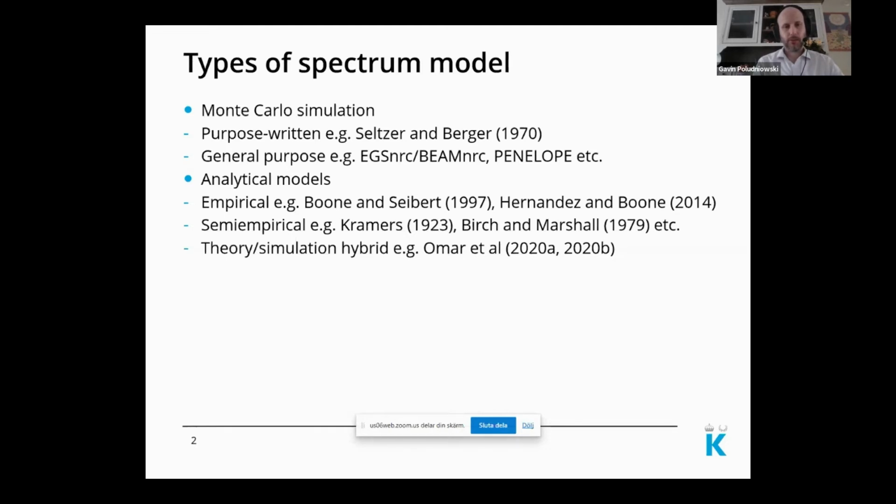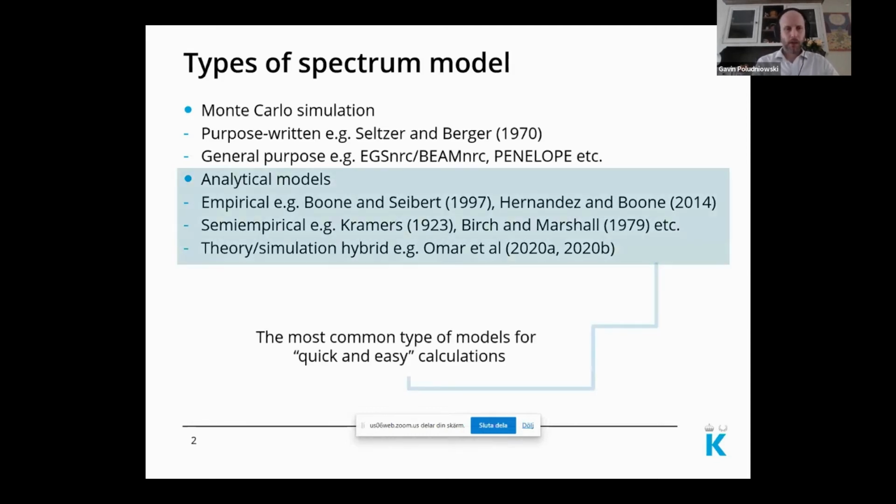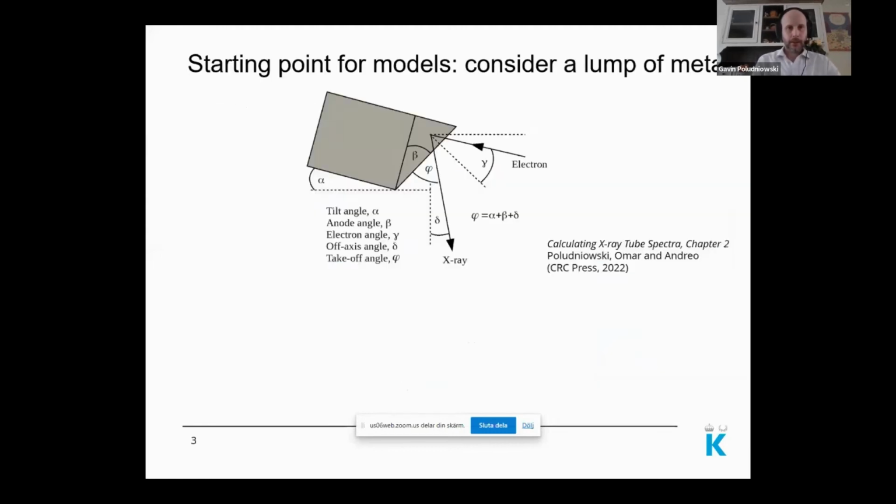You often see these models referred to as semi-empirical, but the one I'm going to be concentrating on, that comes from my own work, can't really be considered empirical in the sense that nothing is fitted. And it's these analytical models which are most commonly used for the kind of quick and easy calculations which are seen as practical and used in a variety of applications and software applications by people in universities and labs and hospitals around the world.